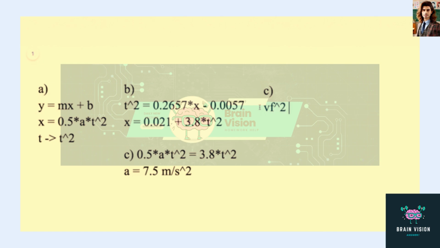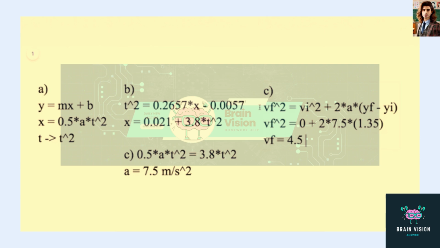so we want to use velocity as a function of distance, which is v final squared is equal to the initial squared plus 2 times a times y final minus y initial. v final squared is 0 plus 2 times 7.5 times the change in distance, which we're told is 1.35 meters. So multiplying these all together and taking the square root, final velocity at the bottom of the ramp is 4.5 meters per second.